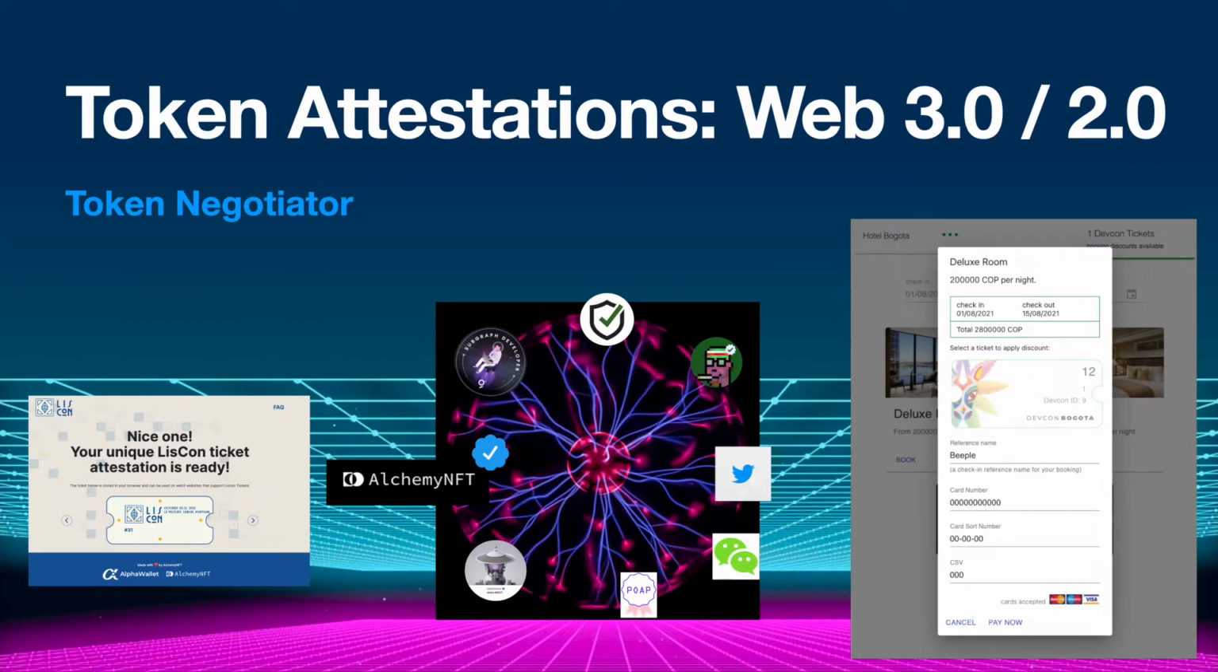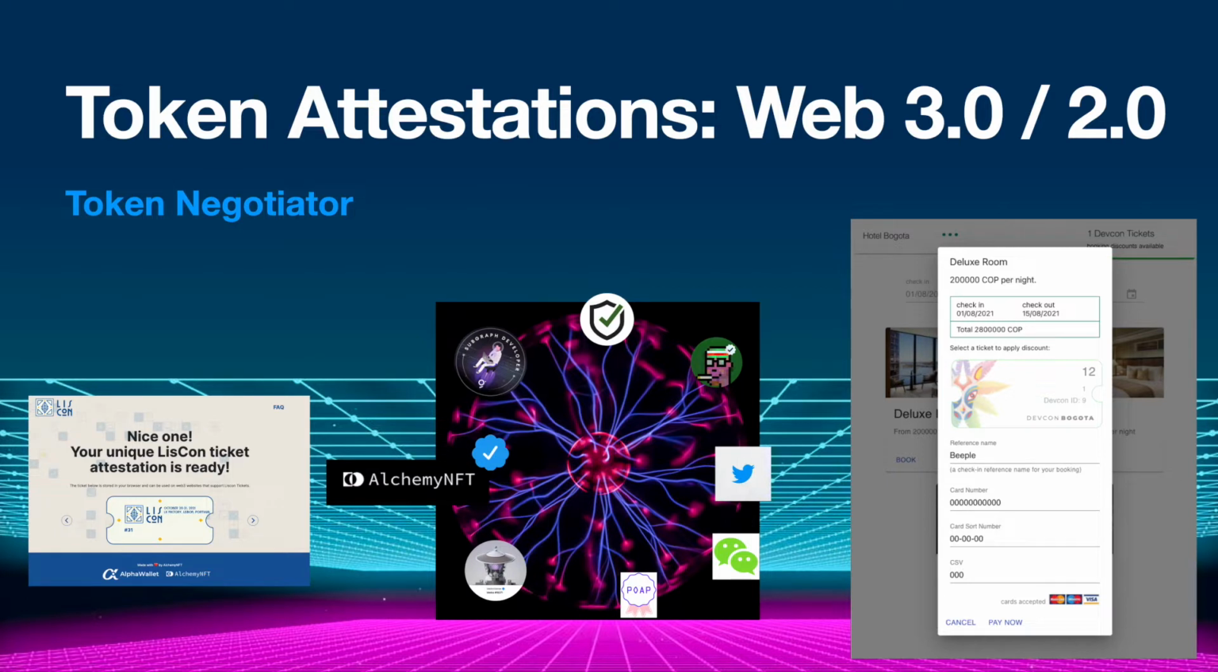From looking at the processes between Web 2.0 and Web 3.0, we've looked at what future use cases of attestations could look like, and how they will evolve in the tokenized web, or so-called metaverse. This is where we've developed one of our latest tools, the token negotiator.